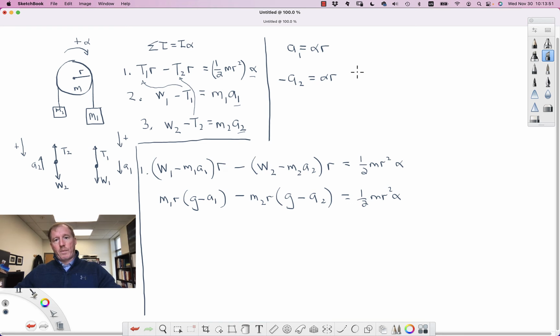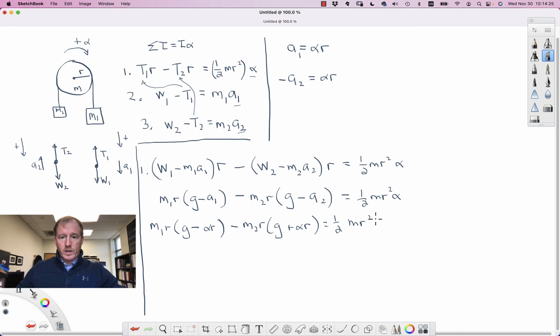Okay, so now I'm going to go ahead and plug in these values for the a's in terms of alpha. Then I'll have everything in terms of alpha. So let's do that. I'm going to write this as m1 times r times g minus alpha r, minus m2 times r times g plus alpha r, equals 1/2 mr squared times alpha.